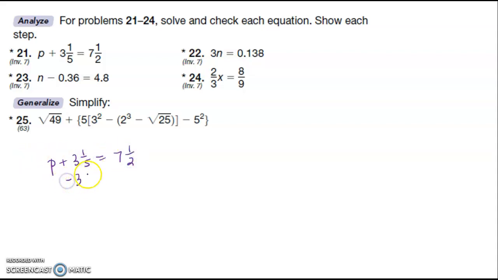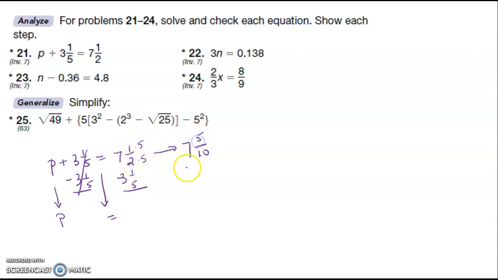So I'm going to have to subtract this and subtract this. This is going to go away. P comes down. My equals comes down, and I need a common denominator. So let's use 10. So I'll multiply by 5. I have 7, denominator of 10.